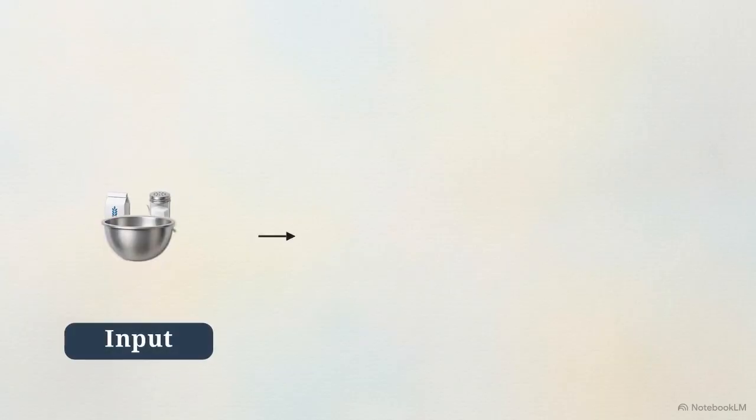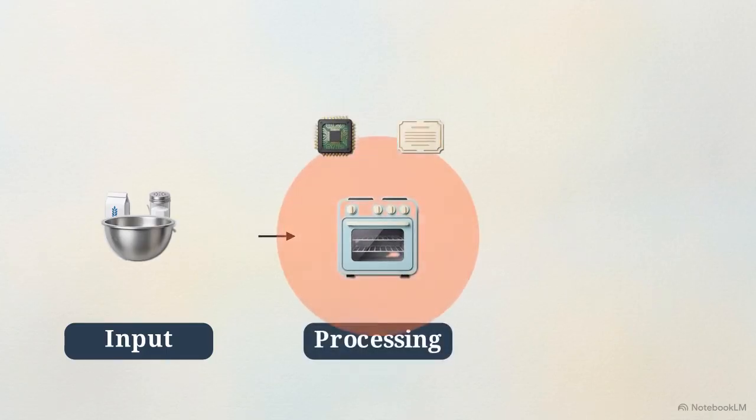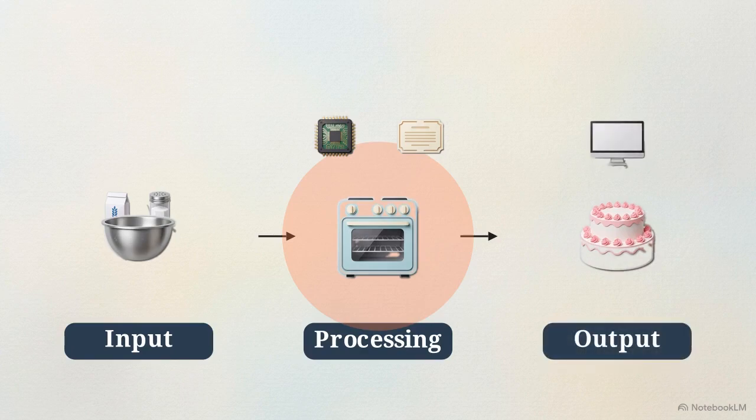In the world of computers, gathering your raw materials is called input. Next, the bowl goes into a hot oven to be mixed and baked. This middle step, where the raw ingredients actually change into something new, is called processing. Finally, we take the finished cake out of the oven so we can eat it. That useful final result is the output.